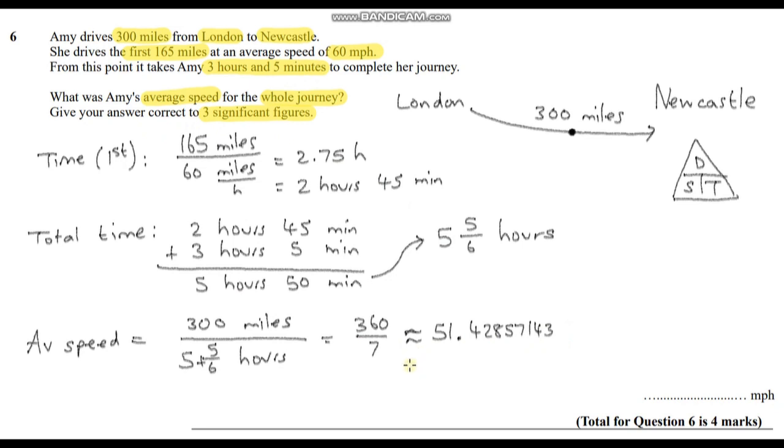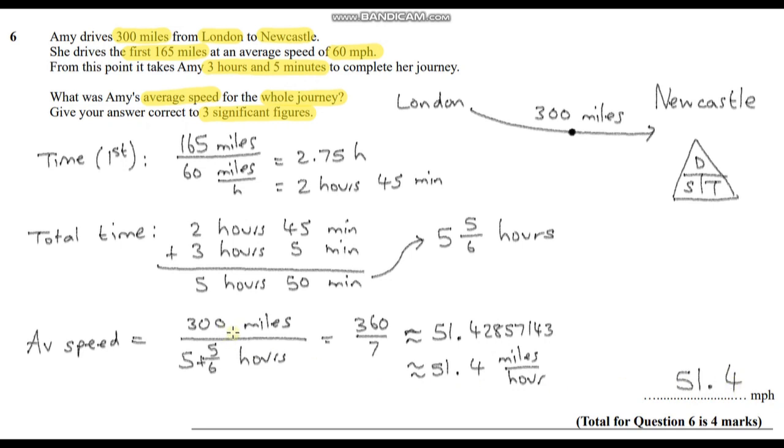So 3 significant figures, it's going to be 51.4. 1, 2, 3 significant figures. We look at the 2, but because that's less than 5, we would round this down to a 4. So it'll be 51.4, and notice our units are in miles per hour. So that is our answer, 51.4.